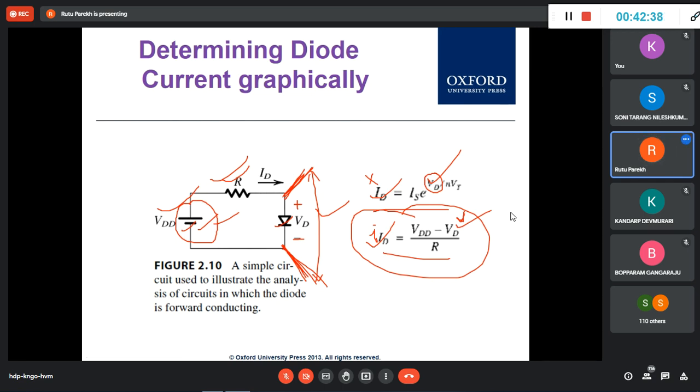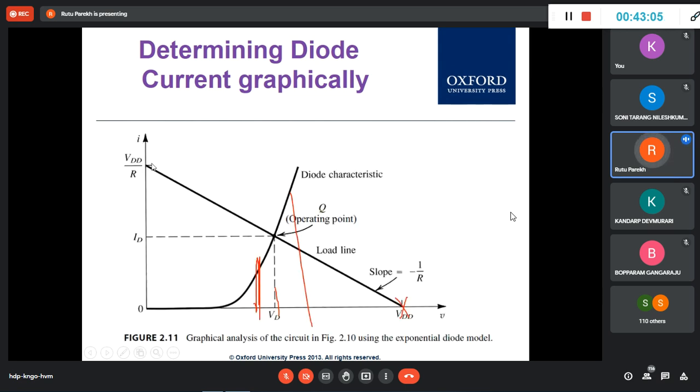And these are for these two different equations simultaneously. So here also, as I just said, one time you put this as 0, when this is 0, then IR is equal to VDD. So I is equal to VDD by R. So that is what.